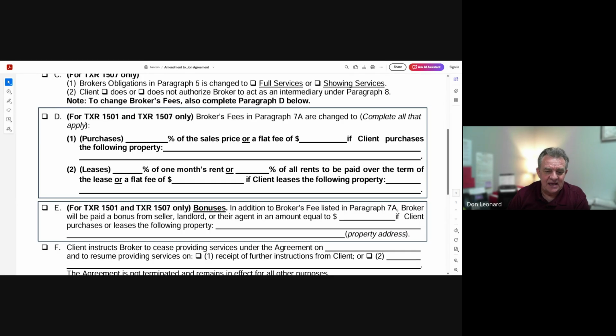So got that address there. And the same possibility exists if this were a lease, where you can add in that one property as well.